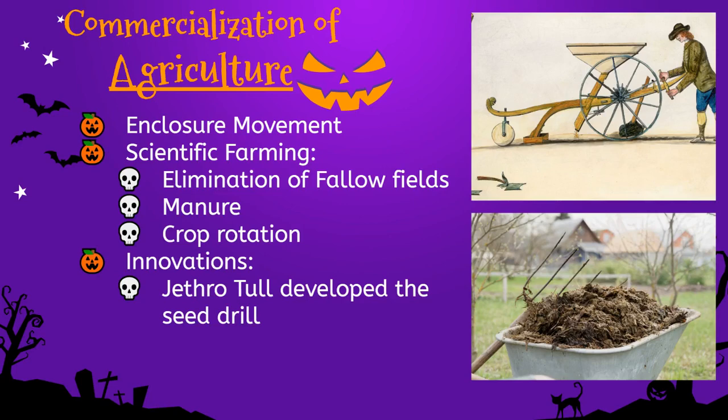And then we have the Jethro Tull seed drill. It's going to be developed. So it's one of these many innovations that makes farming easier. This is just another example. And then in 1870, English farmers were actually producing 300% more food than in 1700. So that's a significant increase.